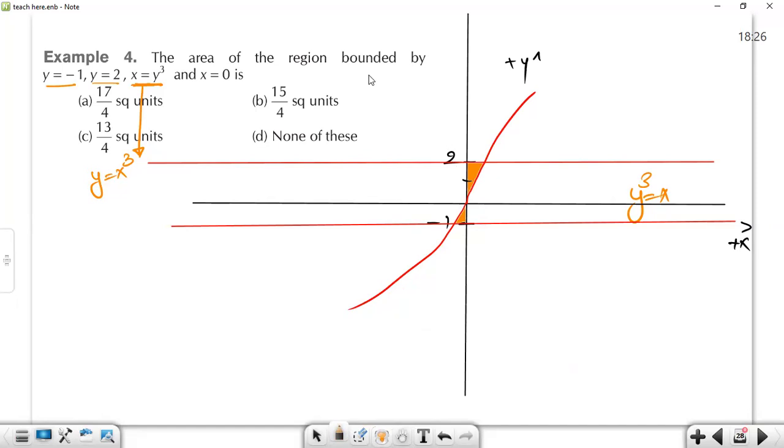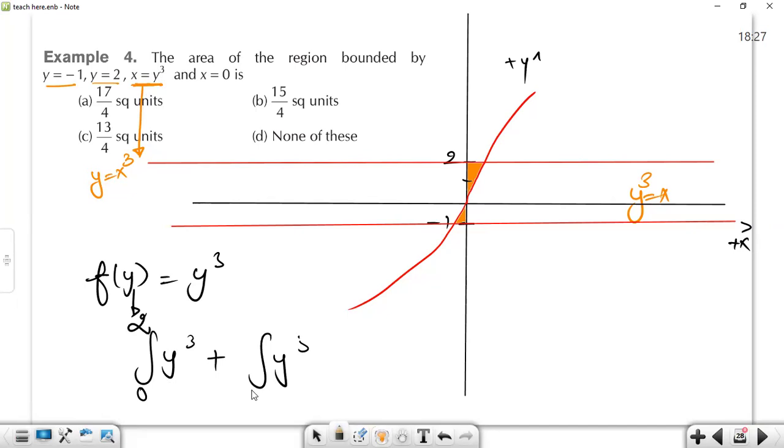Here, we have to find the area under the curve with respect to the y-axis. So we take the function in terms of the variable y, which is y cubed. So we integrate y cubed from 0 to 2, plus the integration of y cubed from -1 to 0. That is what we have to do.